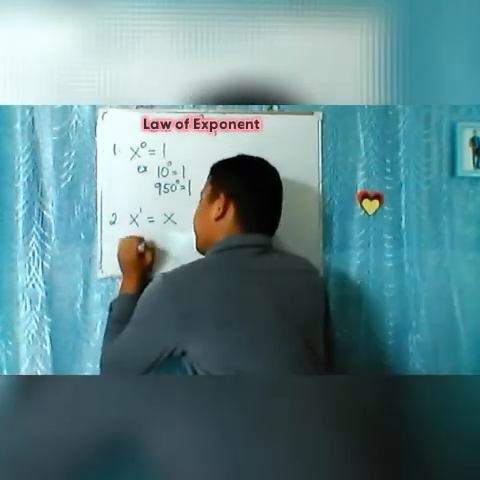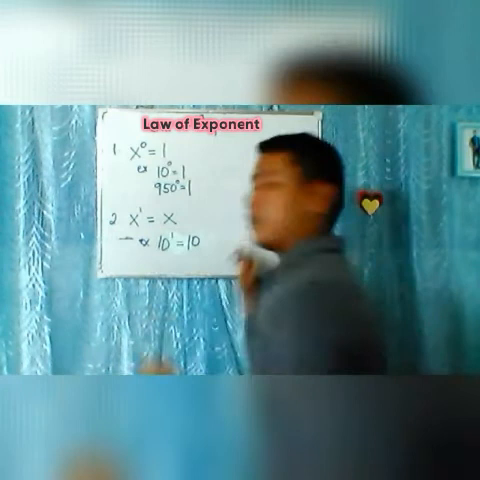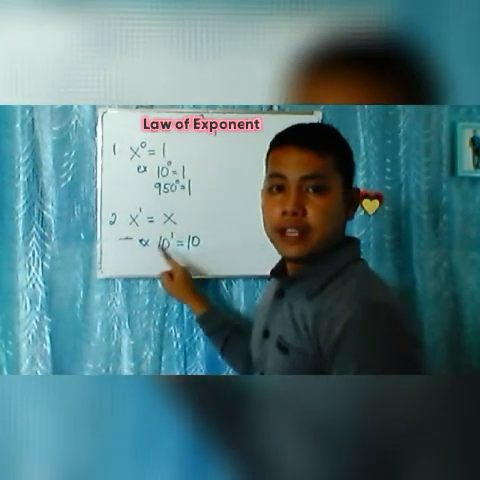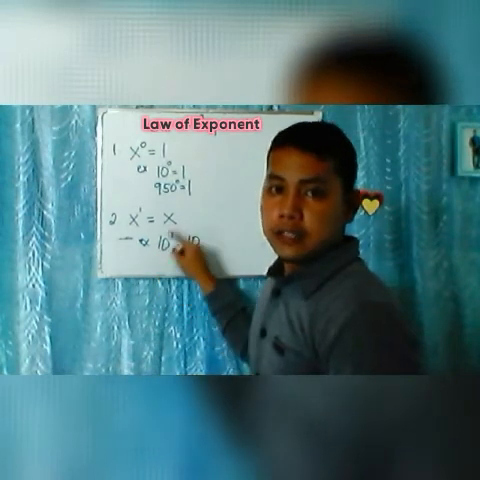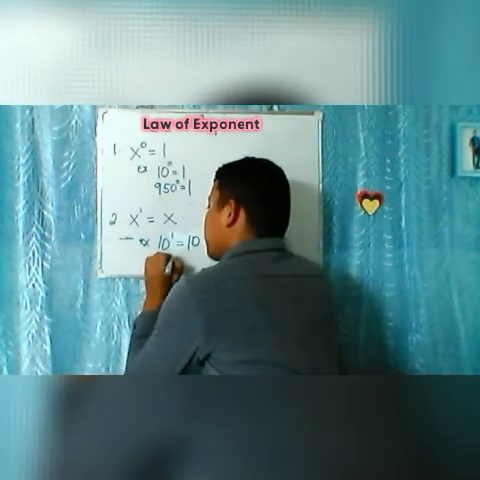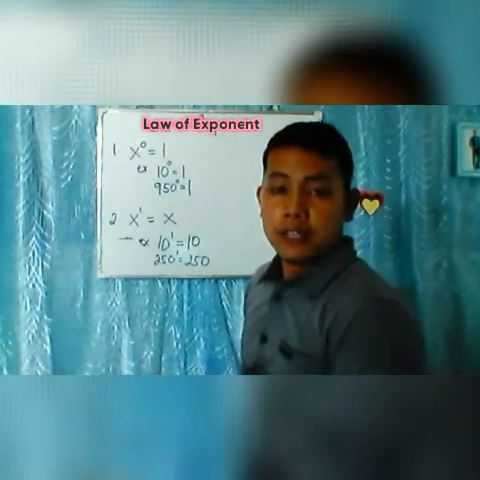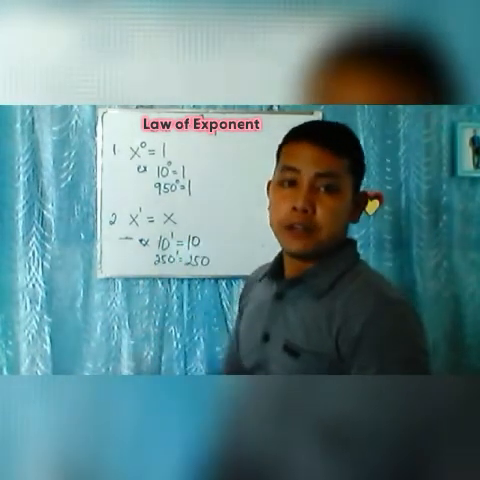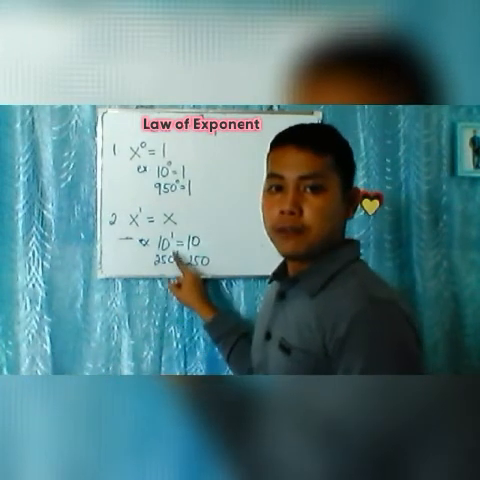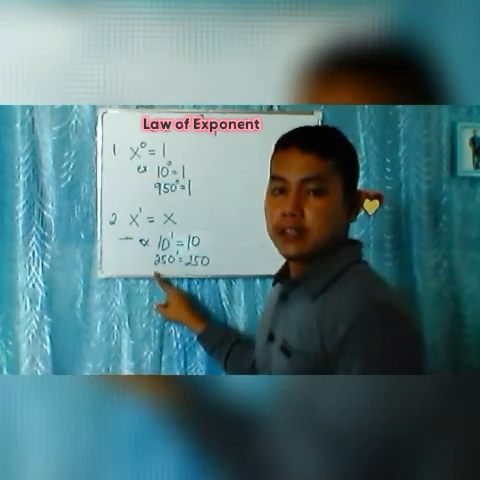For example, 10 to the power of 1 is equal to 10. So any number, as you can see, that raised to the power of 1 is always the number. Another example, 250 raised to the power of 1 is equal to 250. So that's it. That is very simple. Just put it in your mind that any number raised to the power of 1 is always the number.